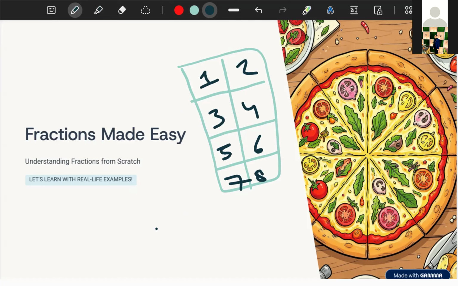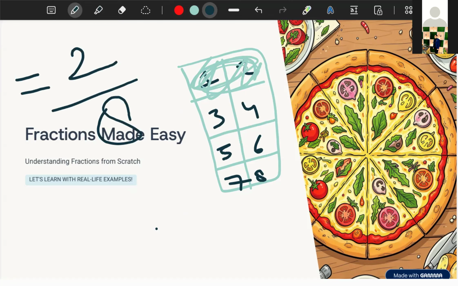Out of which, suppose I eat only these two. So when I have to tell how much I have eaten in terms of math, I will use a fraction. I will represent it as 2 upon 8. Now, 2 is the numerator. Numerator means the amount of chocolate I have eaten. Only 2 squares. But what are the total squares present in the chocolate? That is 8, so that comes in the denominator. 8 means total equal parts, and the numerator is the part I have consumed.